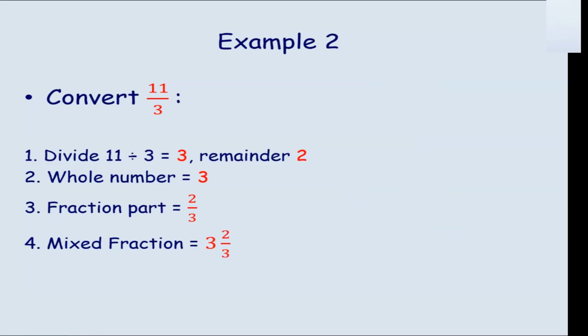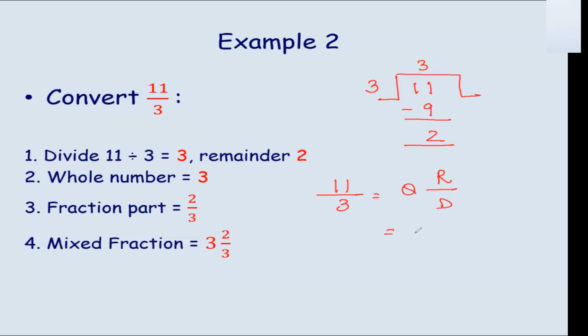Let's take one more example. Say we have 11 by 3. Similarly, what we did in the first example, we'll do the same thing here. First, we divide 11 by 3. So we get 3 3s are 9, and when we subtract 9 from 11, we get 2. 2 is the remainder. Hence 11 by 3 is converted to Q, which here is 3, the remainder is 2, and the divisor is 3 again. So 11 by 3 becomes 3 2 by 3.